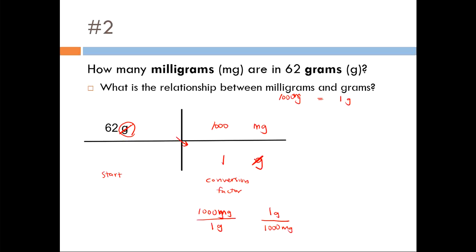62 times 1,000 divided by 1 is equal to 62,000 milligrams. Can you convert that to proper scientific notation? Yes, you can. So you can write 6.2 times 10 to the 4 milligrams.